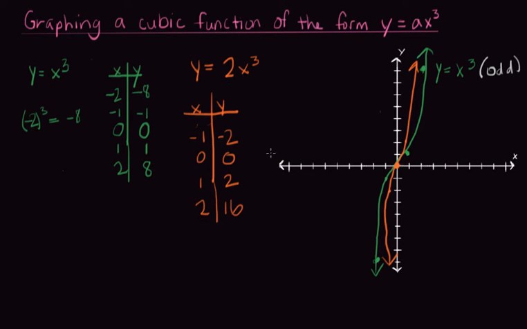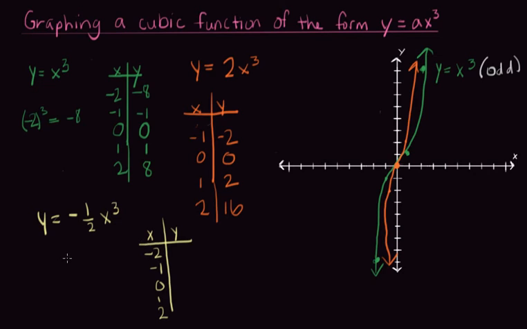Okay, let's try one more. Let's find a different color. So let's try y equals -1/2 x to the third. Let's make a chart. So if we put in -2, -1, 0, 1, and 2.